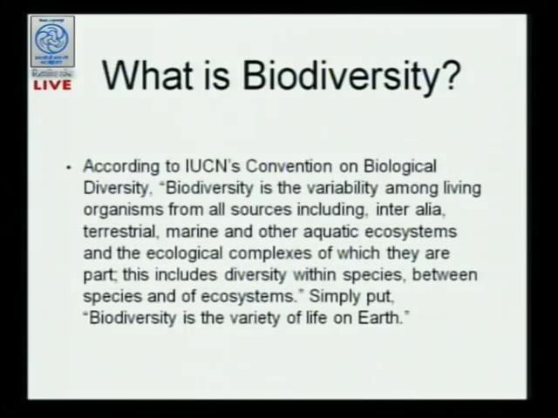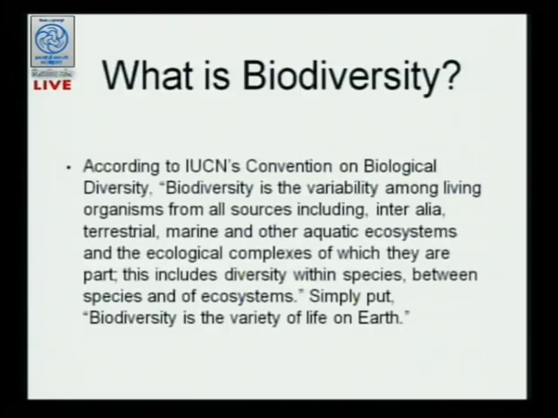Maybe we can have a slide of the definition for the benefit of the viewers. According to IUCN's Convention on Biological Diversity, biodiversity is the variability among living organisms from all sources, including, inter alia, terrestrial, marine, and other aquatic ecosystems and the ecological complexes of which they are part. This includes diversity within species, between species, and of ecosystems.